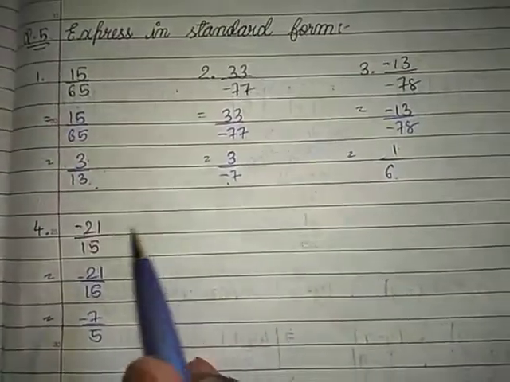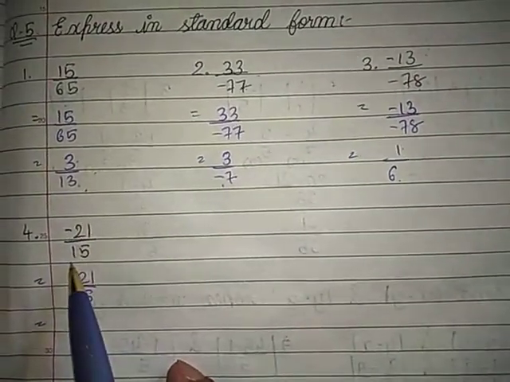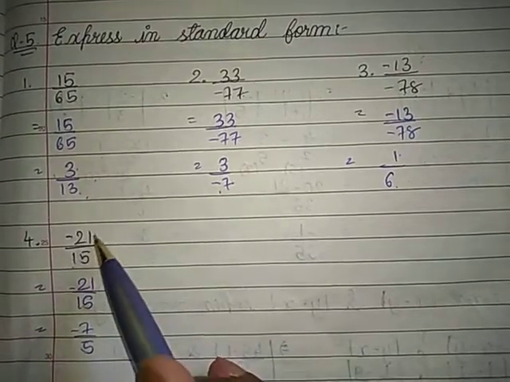Now you see minus 21 upon 15. What is a common divisor?